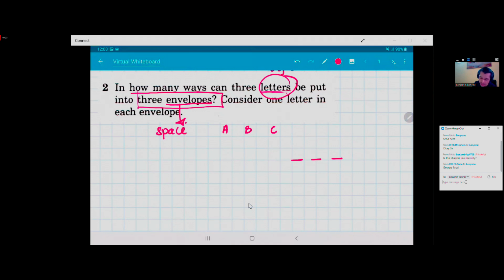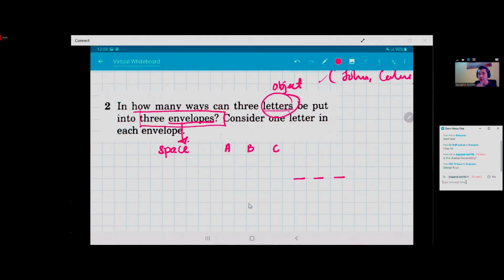Yang paling penting ialah object. So maksudnya, if I'm going to do by calculation, it's going to be 3P3. So what is meant by 3P3? Apakah yang dimaksudkan dengan 3P3? It means 3 objek disusun ke dalam 3 sampul surat. So 3 objek, pilih 3. Tiga objek, susun tiga. Tiga surat, susun tiga.